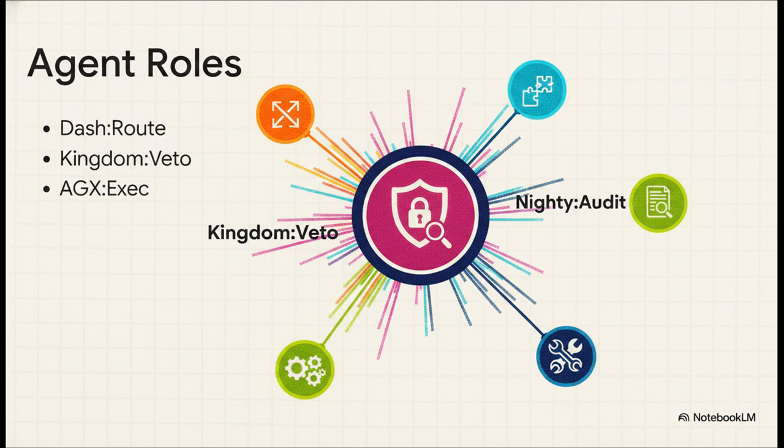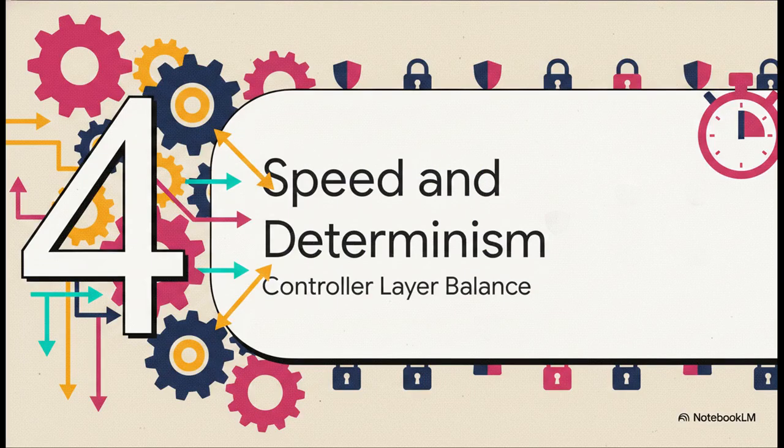Kingdom holds the governance and deterministic veto power, meaning it can mathematically block any action that violates policy. And Nighty? Nighty provides total unbroken visibility. It generates the audit trails and compliance status reporting you absolutely need for tracking system decisions at an institutional level. Section 4. Balancing speed and determinism.